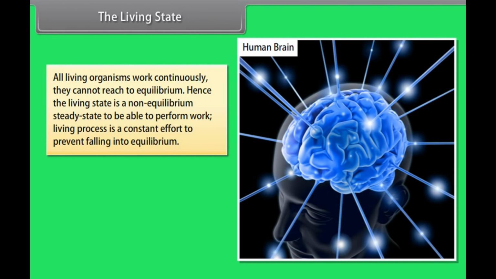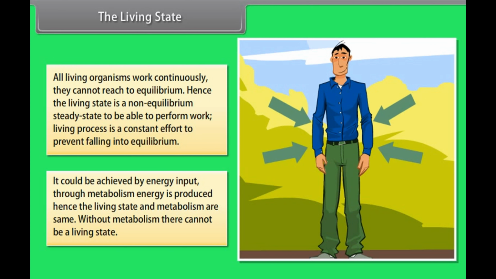All living organisms work continuously. They cannot reach equilibrium, hence the living state is a non-equilibrium steady state. To be able to perform work, the living process is a constant effort to prevent falling into equilibrium. It could be achieved by energy input. Through metabolism, energy is produced. Hence, the living state and metabolism are the same. Without metabolism, there cannot be a living state.